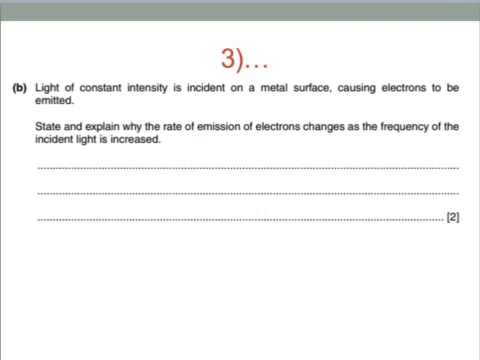Okay, part B, same question continued. Light of constant intensity is incident on a metal surface, causing electrons to be emitted. State and explain why the rate of emission of electrons changes as the frequency of the incident light is increased.